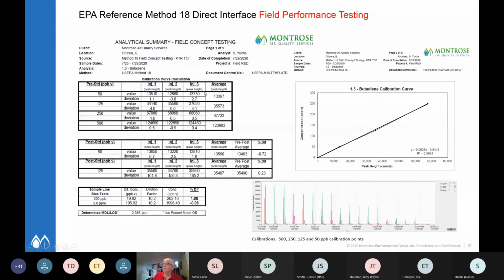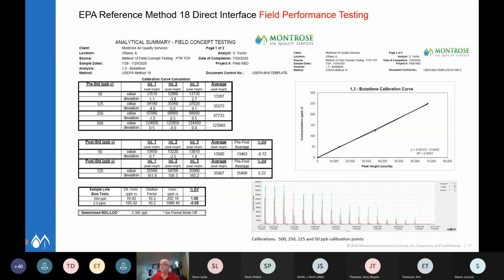Field calibration, same as method 18 if you were doing direct interface. Did the recovery biasing tests, which have to be between 70 to 130, which you can see down here. Easily passed that. This is what it actually looked like out in the field for each injection through the GC, and this is 500 ppb, 250, 125, and 50, clear down here. Generate the calibration curve. It's got a great R-squared value. We're ready to go.